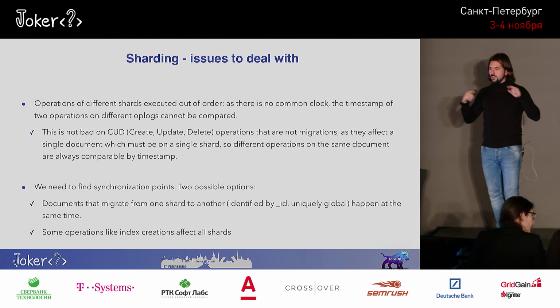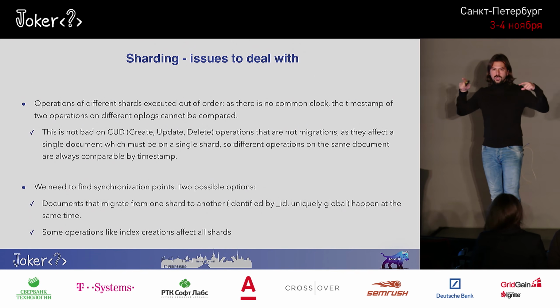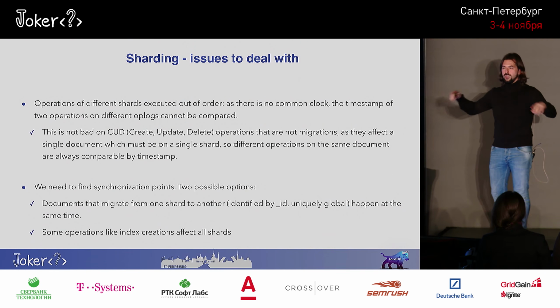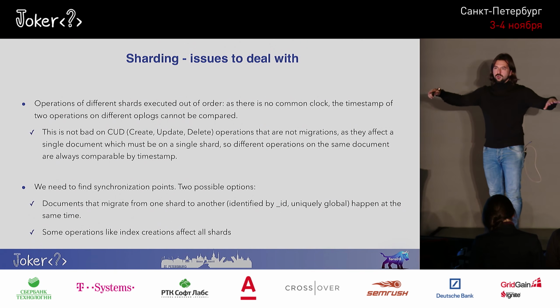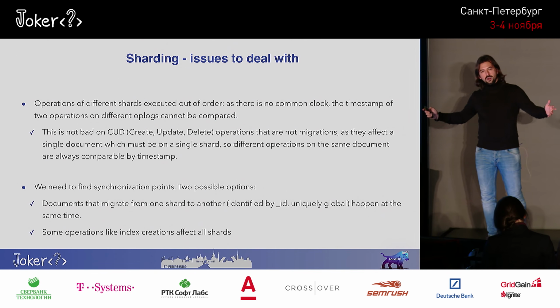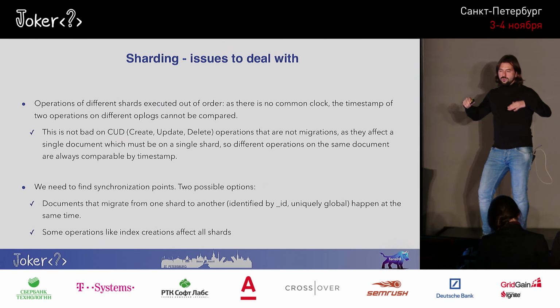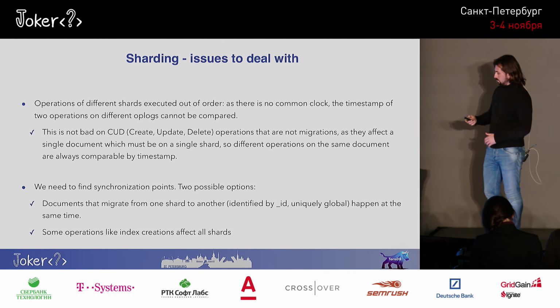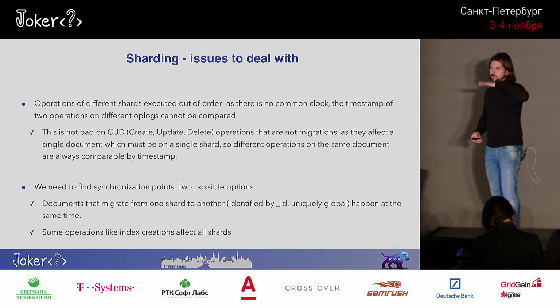The other one is the one I mentioned, creating an index. If you create an index, the operation is pushed down to all the shards, and you'll receive in all the shards a create index operation with the same name and the same definition. So that's also a synchronization barrier. Other than that, everything can work in parallel, except for these points where we look for these synchronization barriers and serialize those. Actually, not serialize, but wait on the barriers.